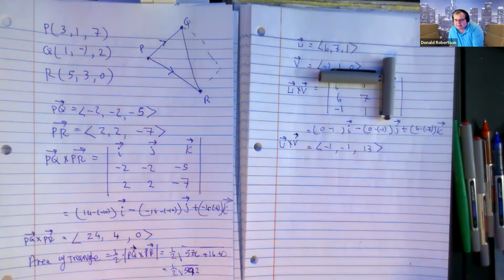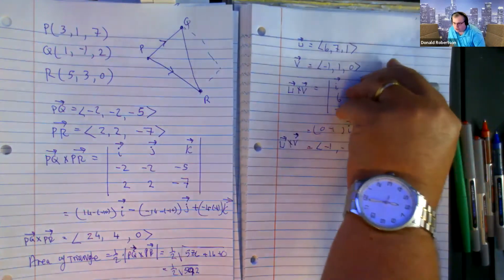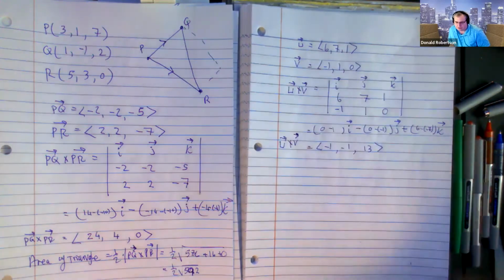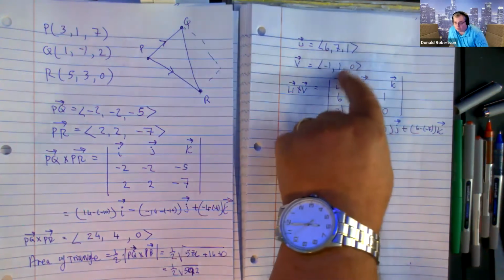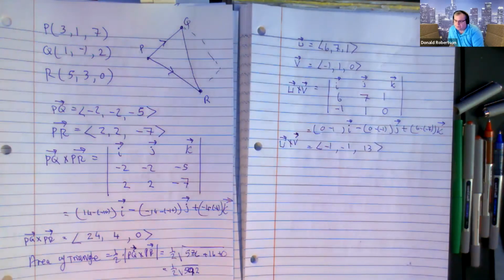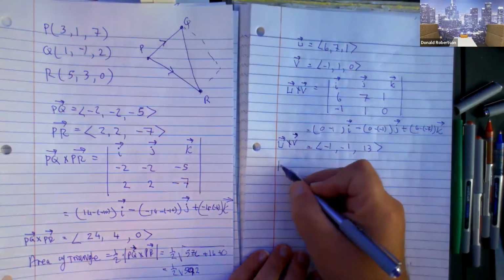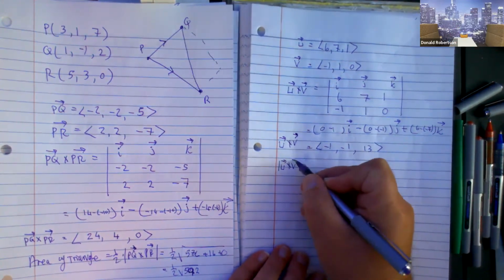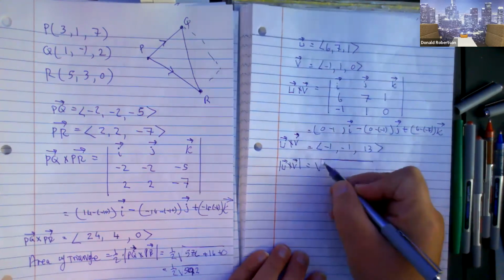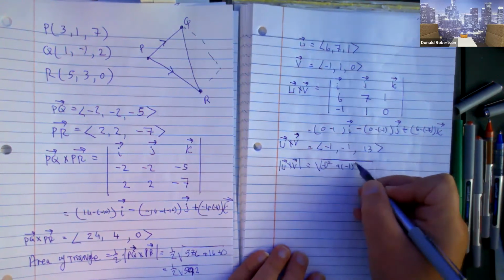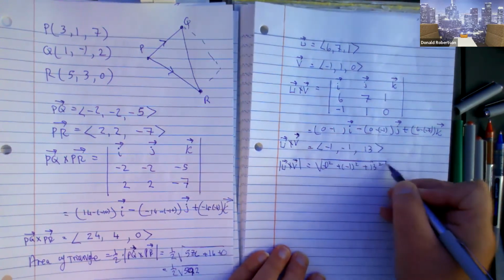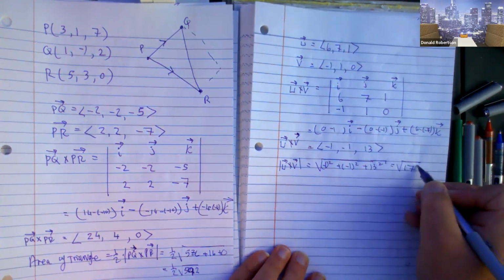And at that point, you might hesitate and say, but I need to find two unit vectors that are orthogonal to these. Right now, I've got a vector that is orthogonal to them, right? There's only one of them, but it isn't a unit vector. So that's what I'm going to do right now. I'm going to find its magnitude, which is the square root of 1 squared, technically -1 squared, -1 squared, plus 13 squared, which gives me the square root of 171.